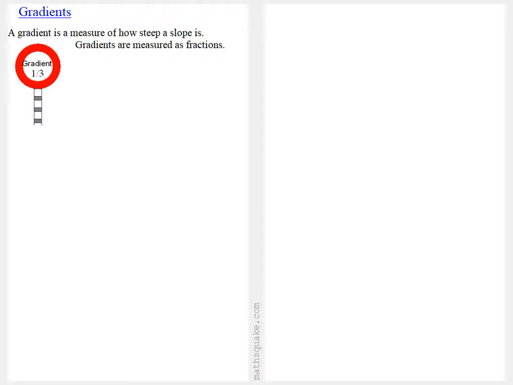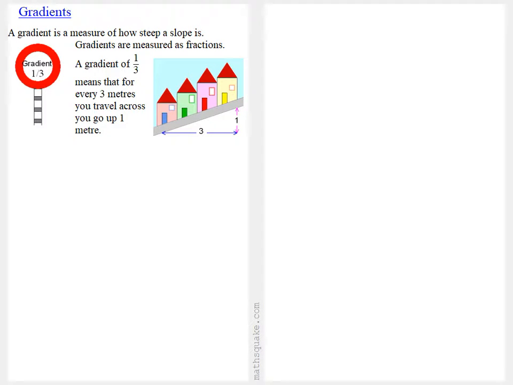Let's introduce some new ideas. To begin with, gradients. Now a gradient is a measure of how steep a slope is. Gradients are measured in fractions. A very shallow slope will have a small gradient. A very steep slope will have a large gradient. A gradient of 1/3 means that for every 3 meters you travel across, you go up 1 meter, as you can see in the diagram.